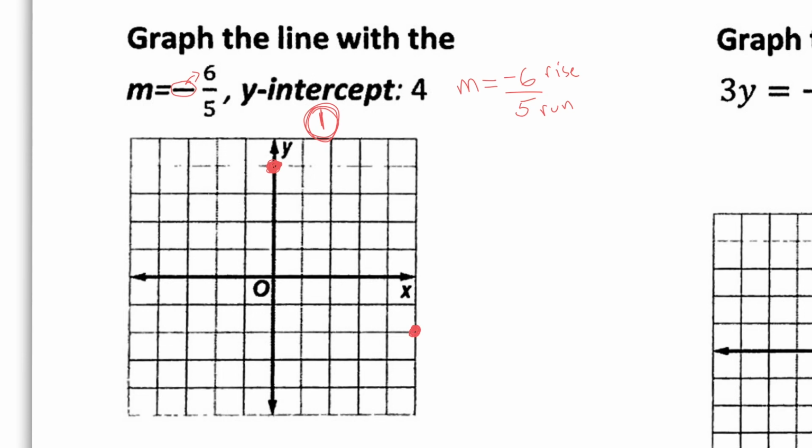So now you guys just connect the points. You just need 2. You can make more, but 2 points is enough. So you connect the points, you make your line. Don't forget to use arrowheads because lines do go to infinity, positive infinity, negative infinity. So that is the graph of the equation of the line.